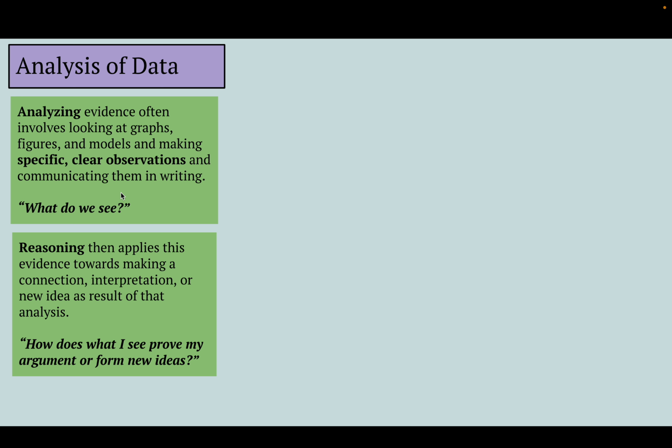And then reasoning. Surprise, we're going to be starting to write our first claim-based paragraph next week. And reasoning is going to be where we take this evidence and we start making connections, where you might be interpreting that data, thinking about what's good about it, what's bad about it, is it significant, is it not significant? Maybe we come up with a new idea. Maybe we put a couple things together and formulate a new idea. So instead of the what, we're really thinking about the how does what I see prove my argument or form new ideas. So I've given you 3 graphs that you have, but you could look at them in color.